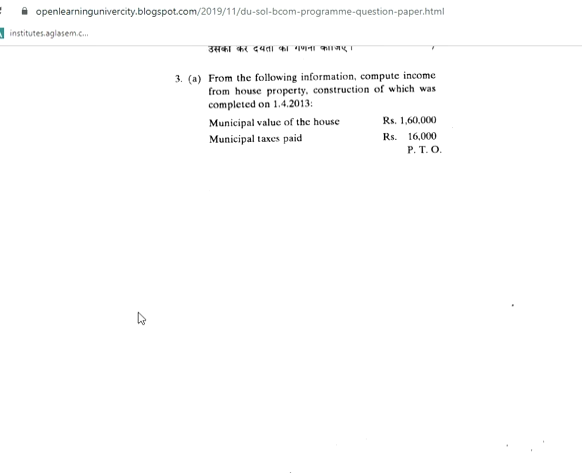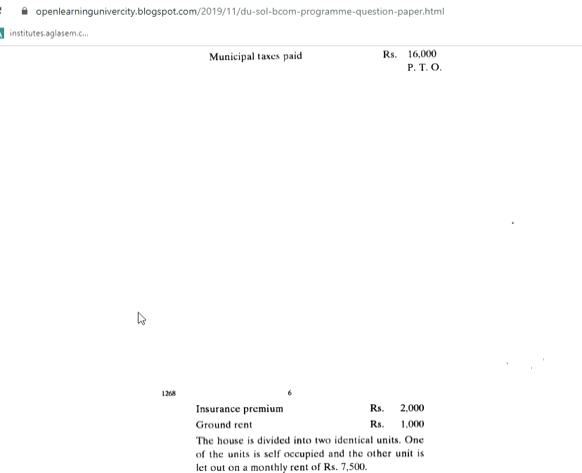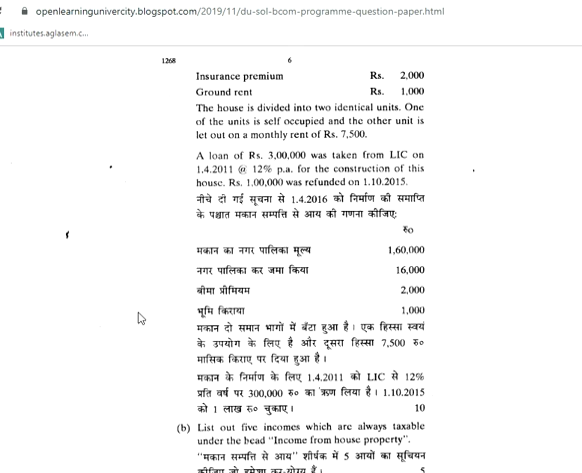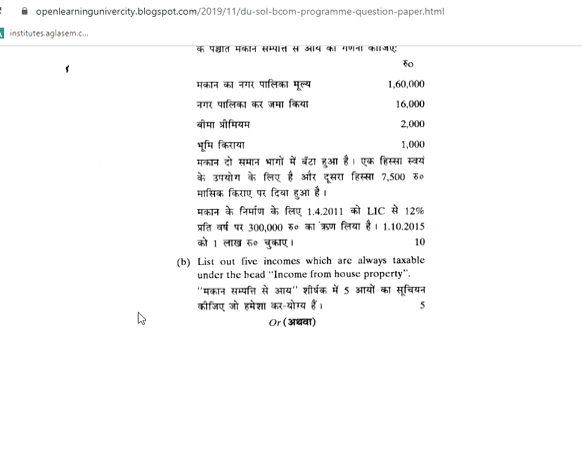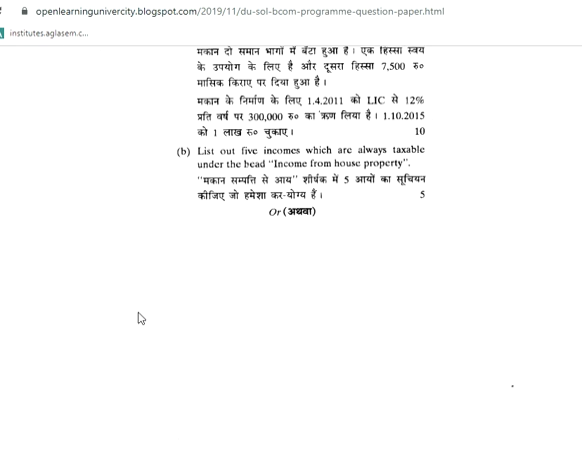From the following information, compute the income from the property and construction which has been completed. This is a numerical type question. You can read that question and solve it properly. If you think that the video can't help you, you can go to my site, then you can see the proper question paper easily in a PDF form. You can also download it.